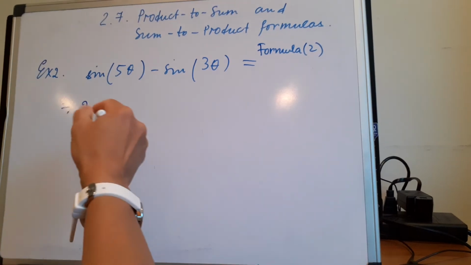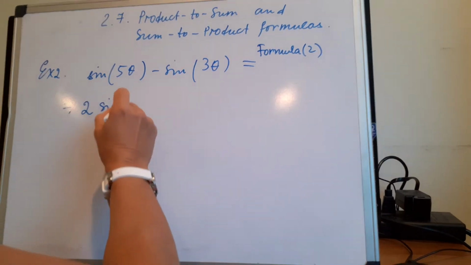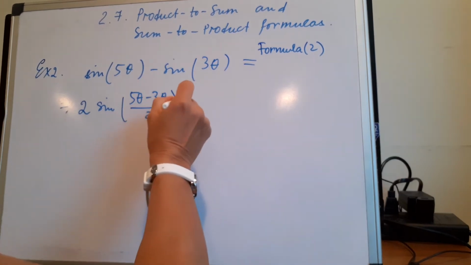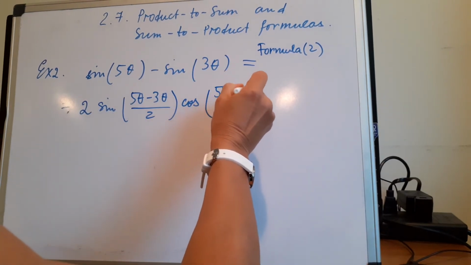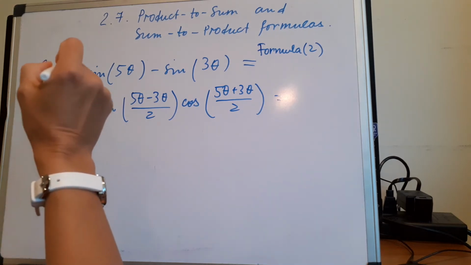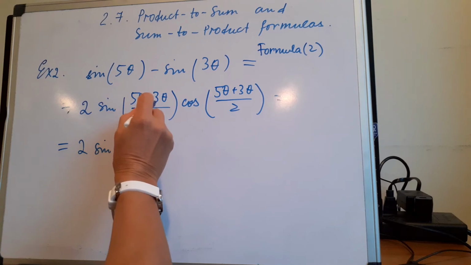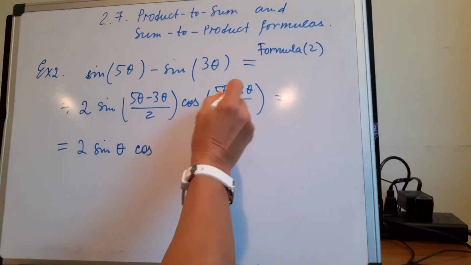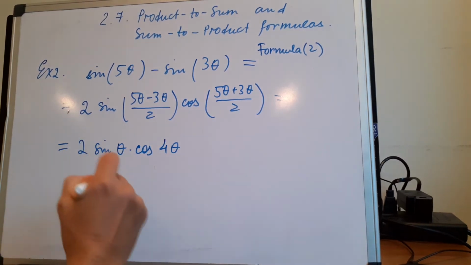So the difference of sines is going to be 2 sine of the half difference, 5 theta minus 3 theta over 2, and the cosine of half sum, 5 plus 3 over 2. Well, I'm going to simplify this, and that's going to be sine of 5 minus 3 is 2, 2 theta over 2 is going to give me just theta. And the cosine, 5 plus 3 is 8, over 2 is 4 theta. And that's going to be my final answer.